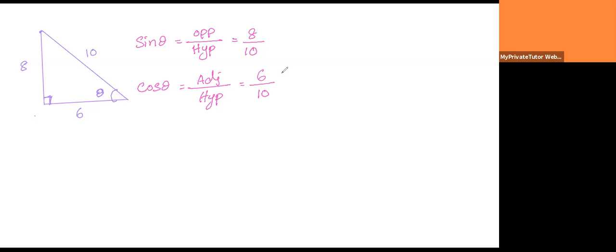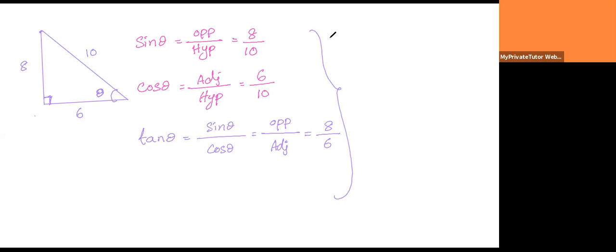So if you know these two, as I said, you can find the remaining faster, which is tan theta, the third one, which is nothing but sine theta divided by cos theta. So you can do this, or else if you want to use a formula, you can use the other way around: opposite divided by adjacent. So that is 8 divided by 6, guys.